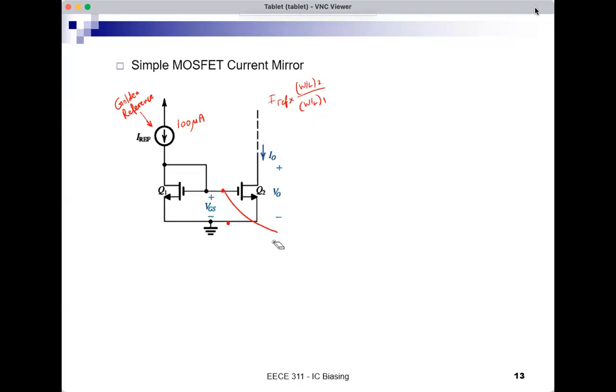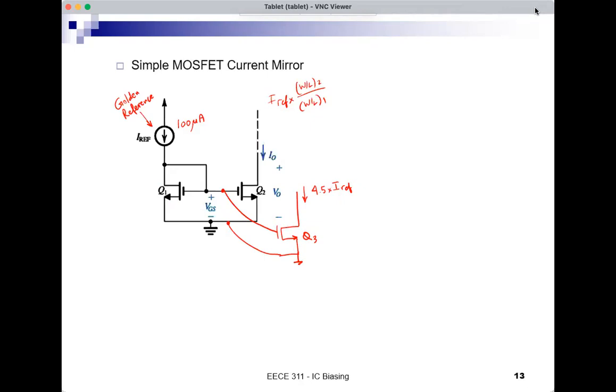Where is this? And just mirror with another MOSFET. And if I make this W over L ratio of this Q3 4.5 times W over L of Q1, then the current here would be 4.5 times IRF. And again, to produce a new current, what did I need? Just one MOSFET. The additional MOSFET will give me the new current.